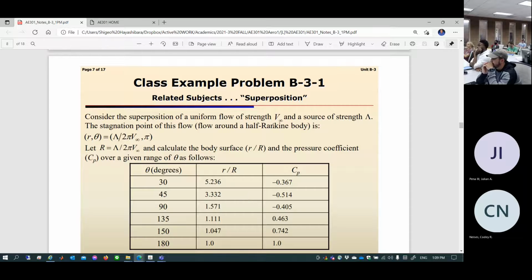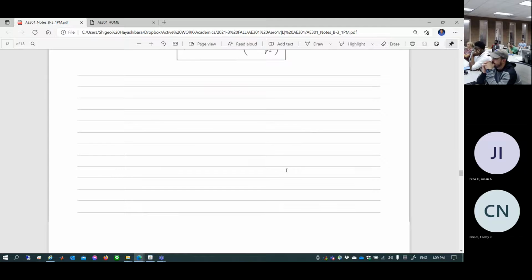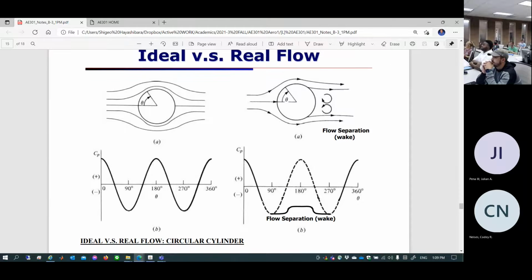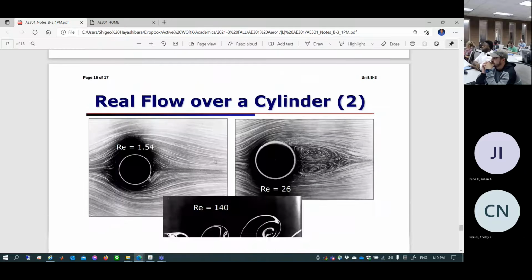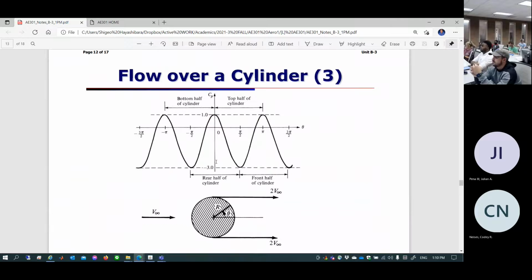In other words, this example problem B3.01 is the baseline of your task 1, of course. And then the other one, flow of a cylinder, obviously we want this one. This is the baseline for task 2, I guess, 2A or something. So stay focused on it. It is a very bad idea to wait until I cover everything. Okay, let's go ahead and start it. No, it's not a good idea.